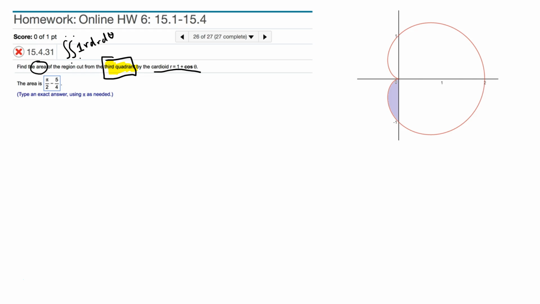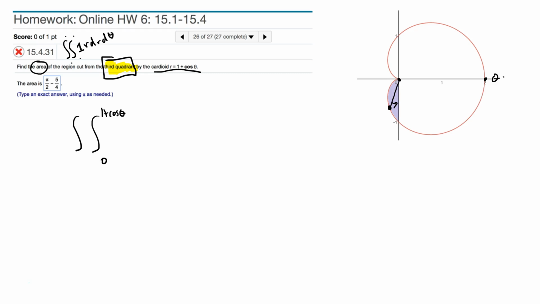The way we find the r bounds is we go radially outward from the origin through the region. And so your r bounds are going to be 0 for the origin and 1 plus cosine theta for the upper bound. And then this gets swung in the direction of increasing theta. We have to figure out what the theta bounds are.